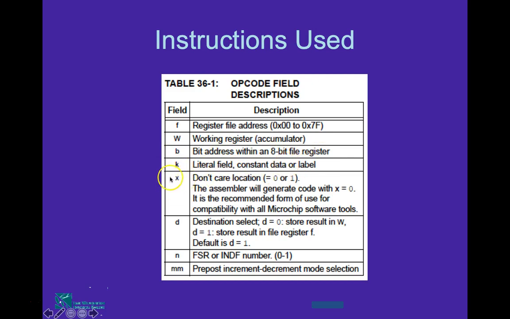X, you may see sometimes, which is for don't care. It does not matter whether you have 0 or 1, the assembler will generate the code with X equal to 0. It is recommended for compatibility with all Microchip software tools. And then you have D, the destination select. When D is equal to 0, it will store the result in the working register. And if D is equal to 1, it will store the result in the file register F. And then you have N, and then you have this MM. So do not get overwhelmed by all these terms. We are going to see their usage in the instruction set.